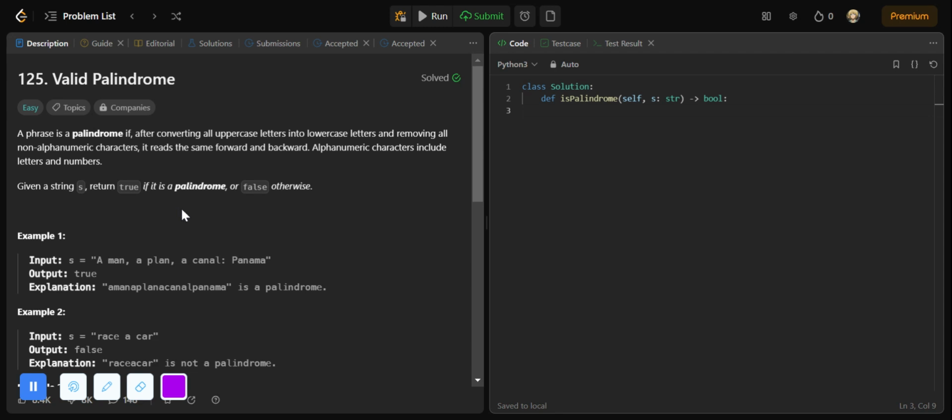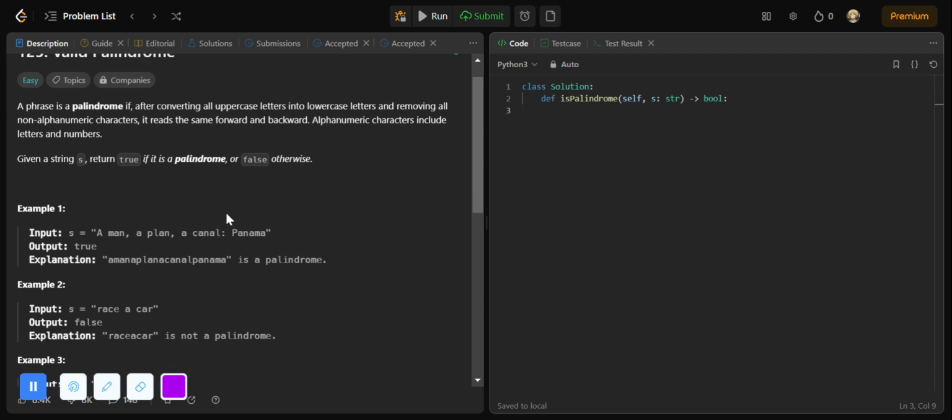So it's valid palindrome, LeetCode 125. It says a phrase is a palindrome if, after converting all uppercase letters into lowercase letters and removing all non-alphanumeric characters, it reads the same forward and backward. Alphanumeric characters include letters and numbers, right? So given a string, return true if it's a palindrome, or false otherwise.